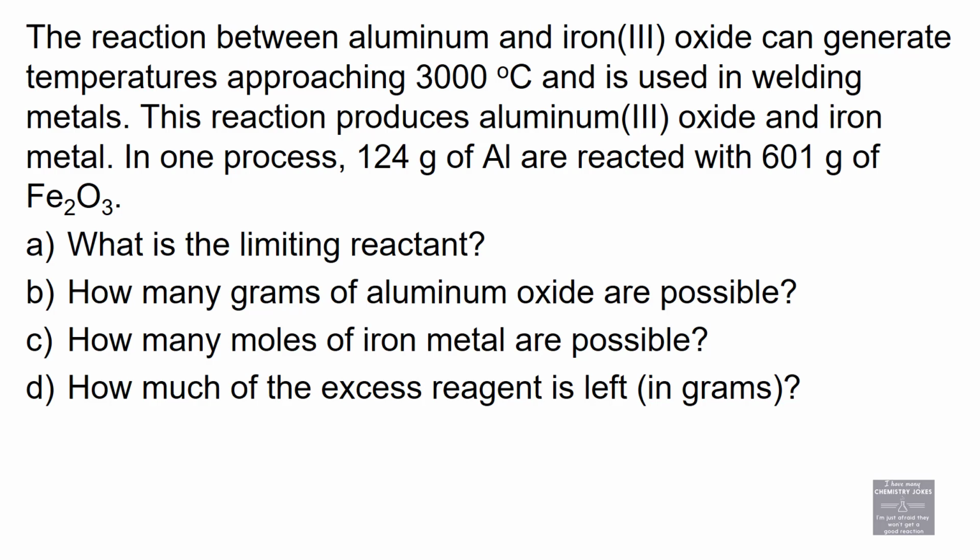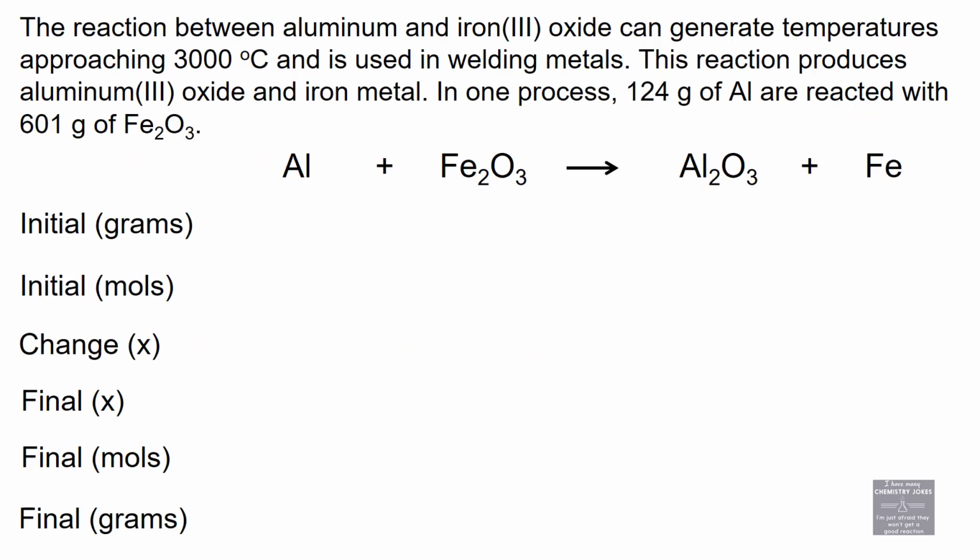Step number 1, write a balanced equation. So combing through the words, here's my equation, except it's not balanced. I've got 1 aluminum on the left and 2 aluminum on the right. So let's stick a 2 out there. 2 aluminum on the left, 2 aluminum on the right. 2 iron on the left, 2 iron on the right. 3 oxygens, 3 oxygens. Now it's balanced.